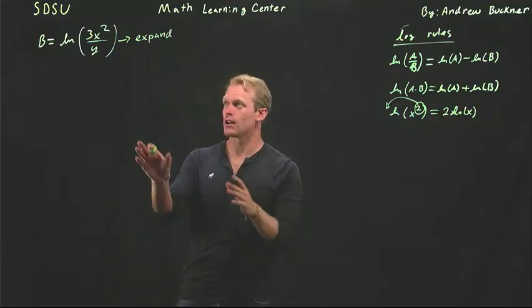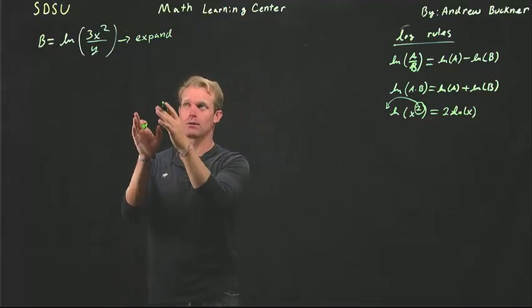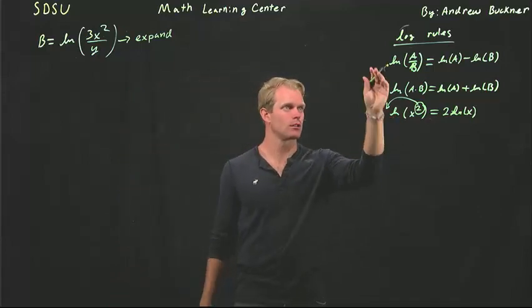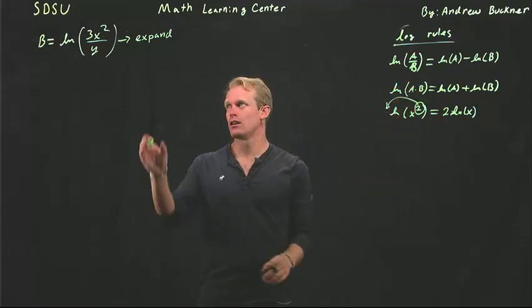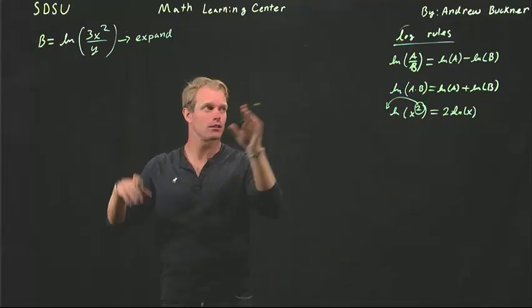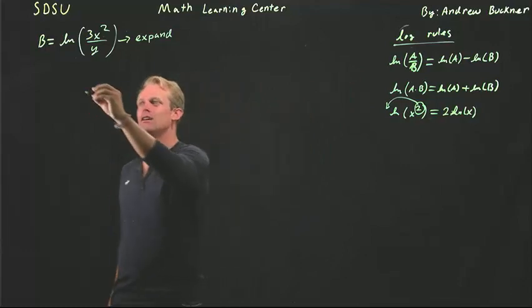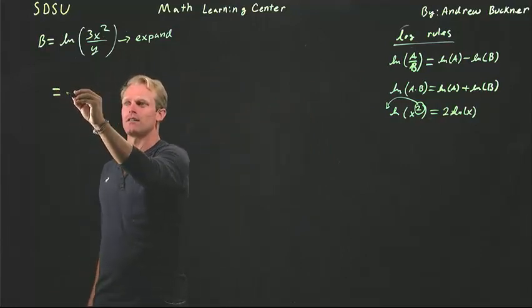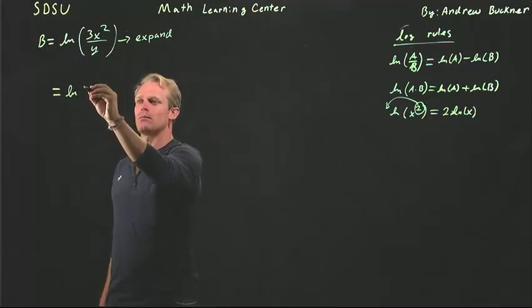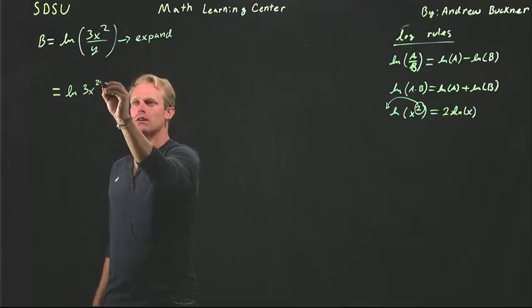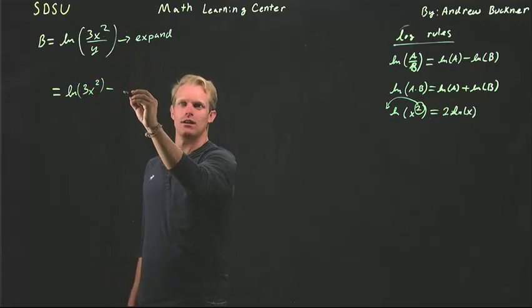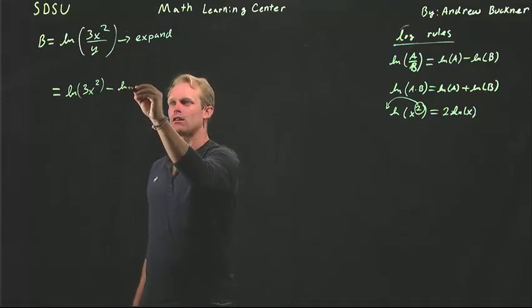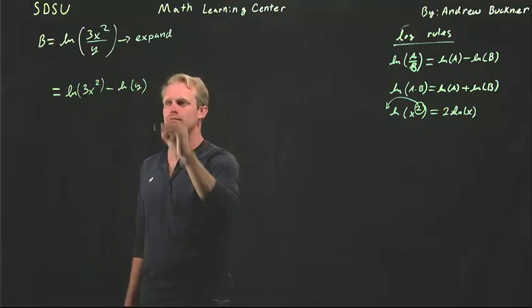So what I'm going to look at here is, okay, what looks familiar to me from these laws? I notice that I've got the quotient log law, and I've got a quotient here. So we're going to apply this law here. I'm going to have the natural log of my upper function, 3x squared. Then I'm going to be subtracting because it's a quotient, and then the natural log of y.